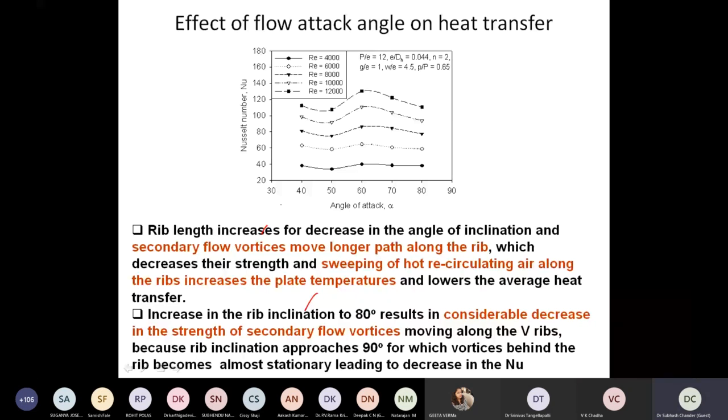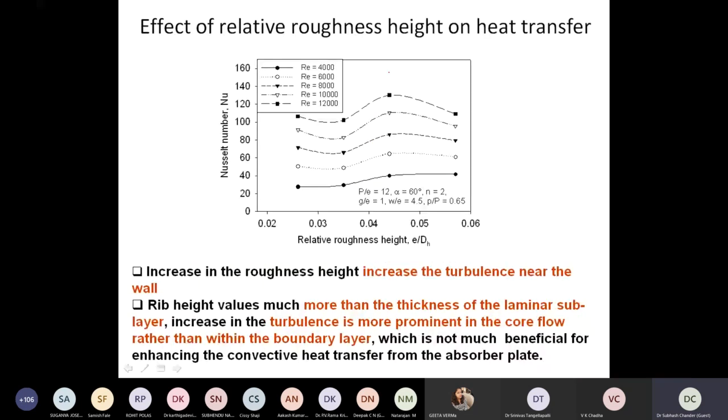Similarly, the rib height. If it is very small, it is not able to create the disturbance. If it is at some optimum value, that came out to be 0.044 in our case. But if it is still bigger, then the projection will come out of the laminar sublayer. So the gain in creating disturbance in the outer region is not that useful, right? In that way we could not get much benefit, and the optimum value we could get was 0.044, right? So I'm just showing you the optimum value that we could get.